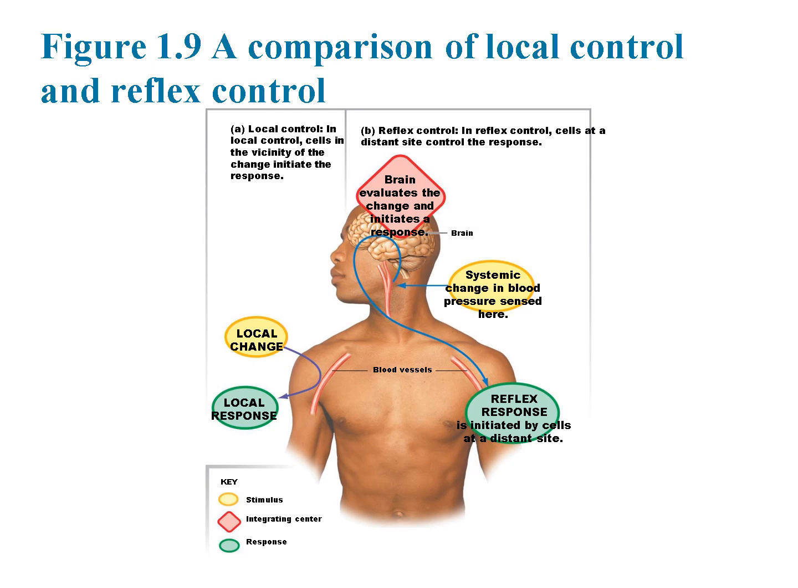The main difference here is that local control is like a neighborhood fix, happens right where it's needed, while reflex control is like calling the city government for a bigger, systemic issue. Both are essential for keeping your body running smoothly.